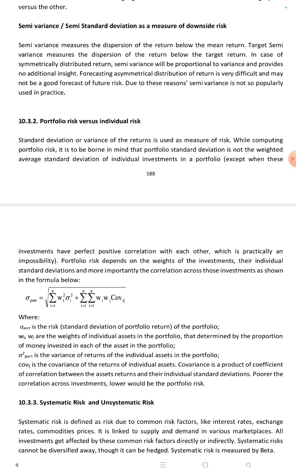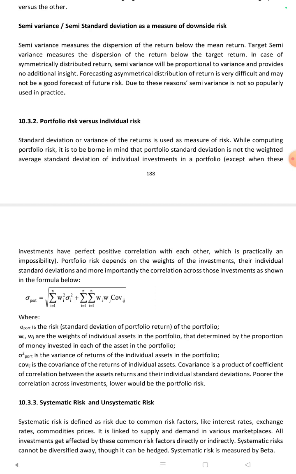In case of symmetrically distributed return, semi-variance will be proportional to variance and provides no additional insights. Forecasting a symmetrical distribution of return is very difficult and may not be a good forecast of future risk. Due to these reasons, semi-variance is not so popularly used in practice.